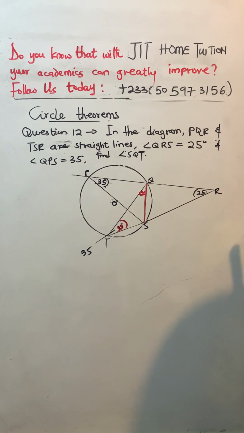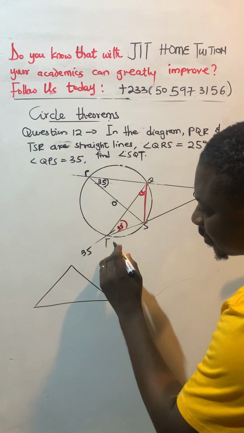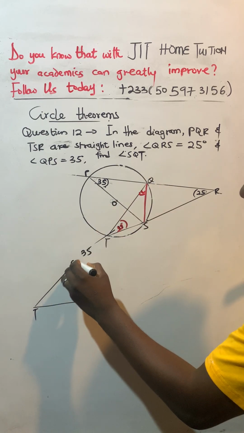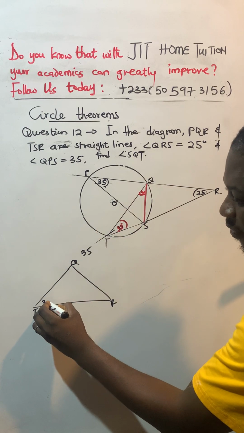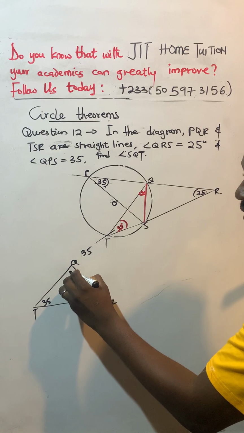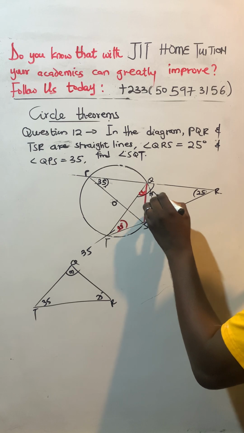Now, if that is the case, you now have this triangle here. That is T, then you have R, then we have Q. All right, if this side is 35 and this side is 25, you can represent this side by M. All right, so the whole of this side, let it be M.